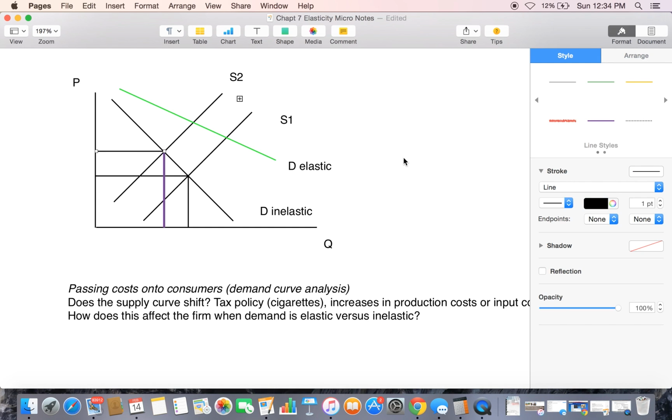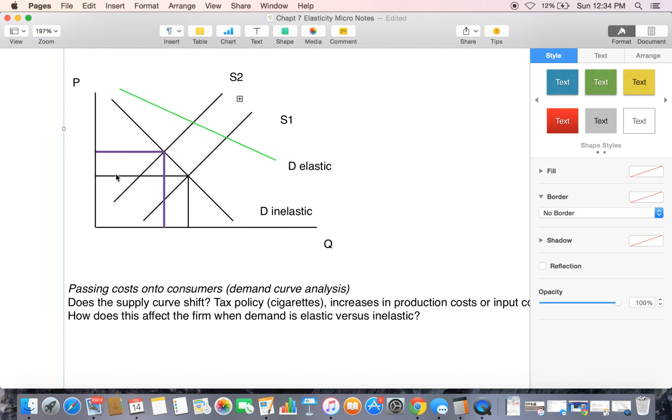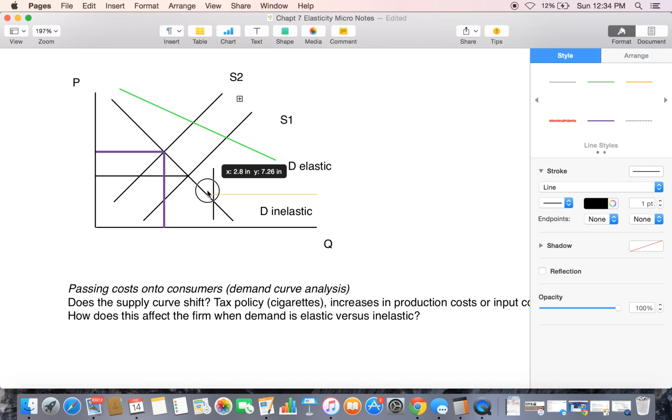We'll change this new color to purple. Okay, so we see we have an increase in price and a decrease in quantity demanded. The increase in price is pretty substantial and it appears to be somewhat larger than the decrease in quantity demanded that occurs. This shows that the producer is passing more of the impact onto the consumer than they would in an elastic situation. So let's look at the elastic situation.